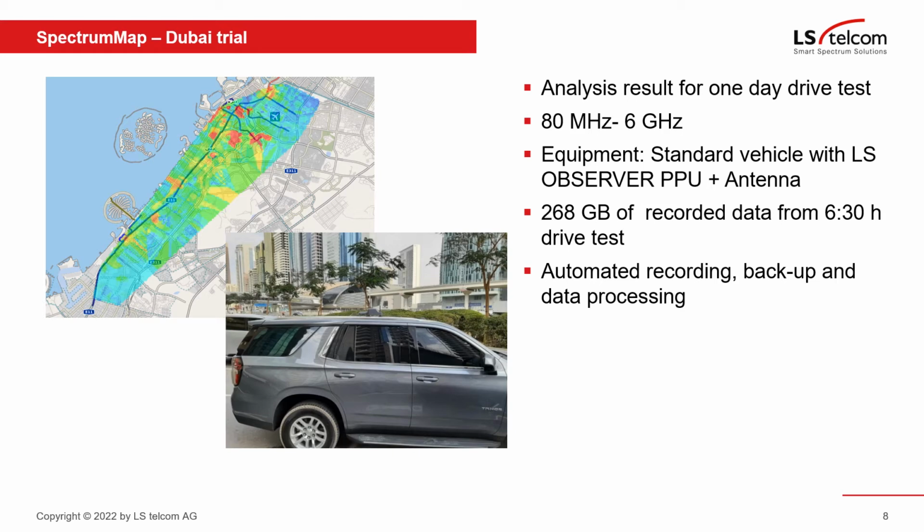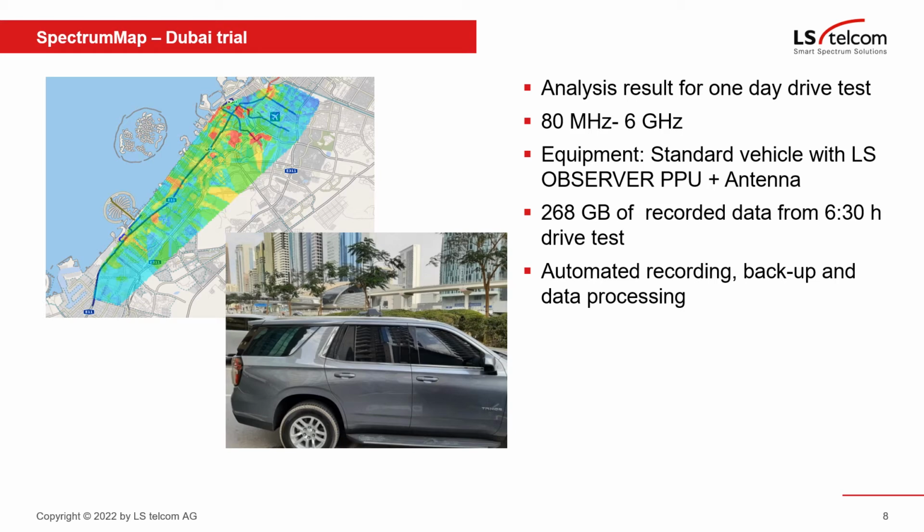LS Observer consists of different hardware to measure the spectrum and a central monitoring software. Here we used a portable unit of the LS Observer, put it inside just a standard vehicle, put a small antenna on top of the vehicle with a magnetic base, and drove along the city the entire day, 6 hours 30. We measured 80 megahertz up to 6 gigahertz with a fast scanning and high resolution receiver, which produced for this day 268 gigabytes. We drove several days, used the data and combined it later.